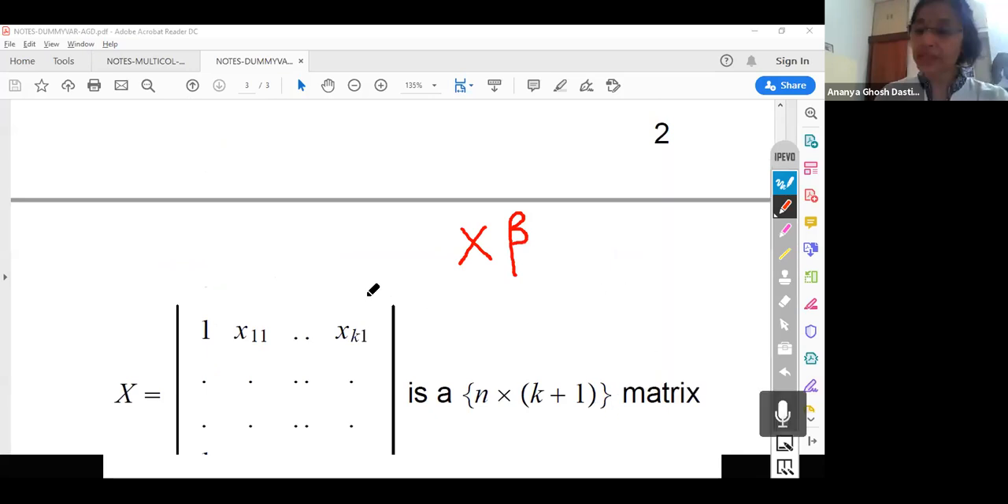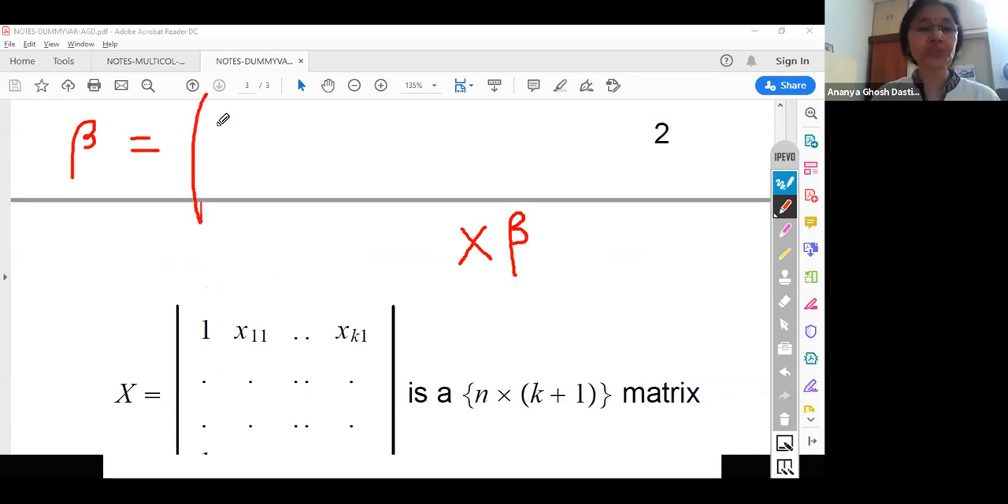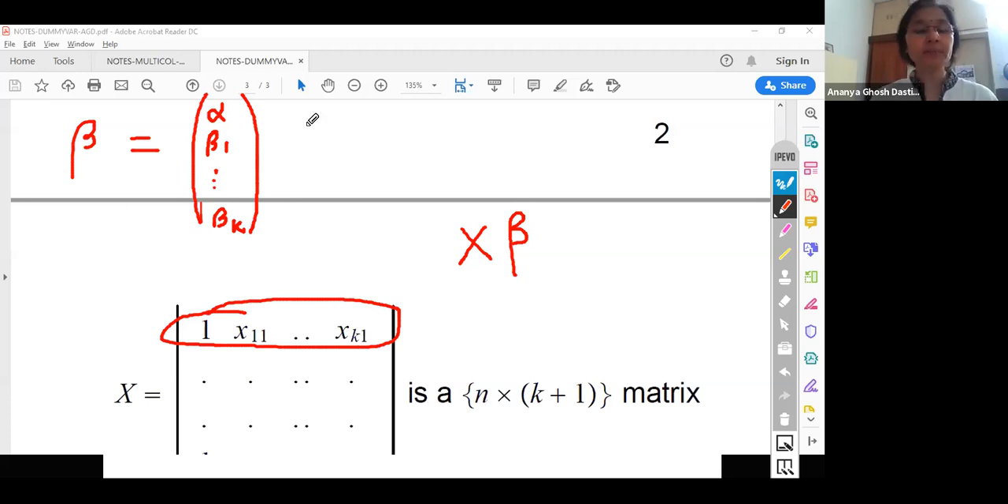So look at what beta is all about. Beta is actually giving you k plus 1 elements: alpha, beta 1, and so on up to beta k, so that the first row of x will be multiplied by beta. This is correct. Okay. Sorry for that little mess up.